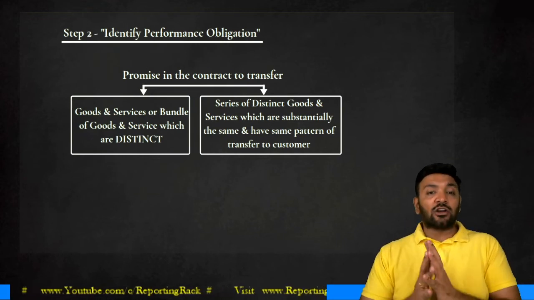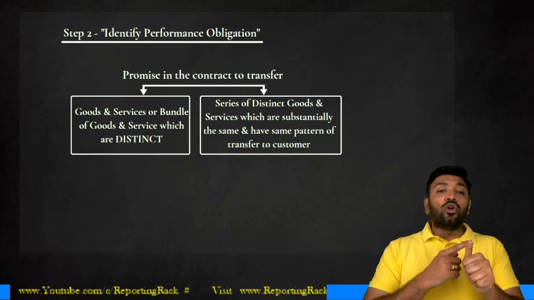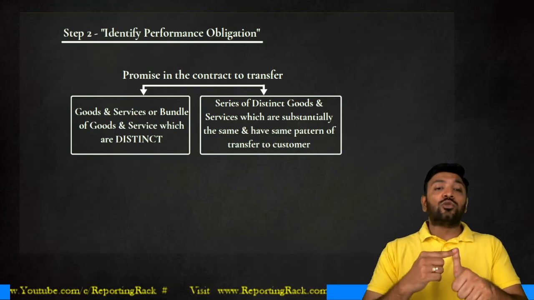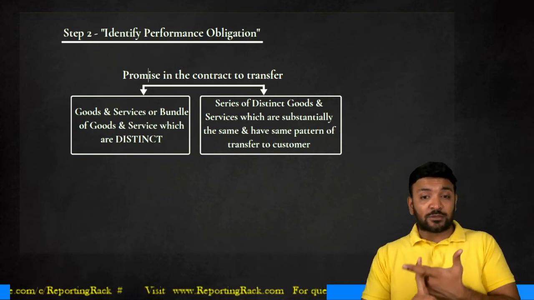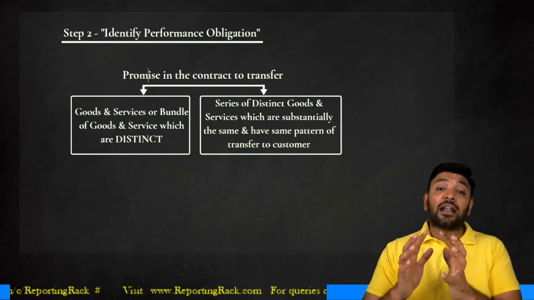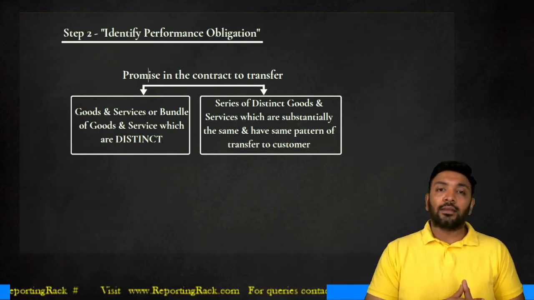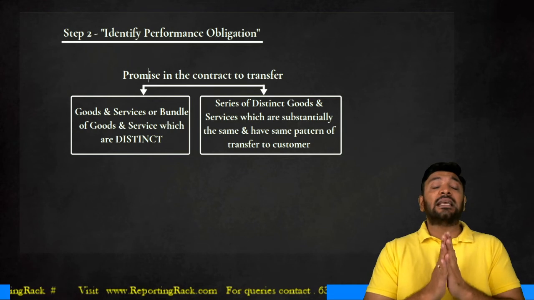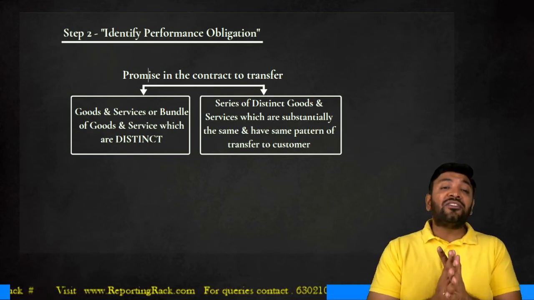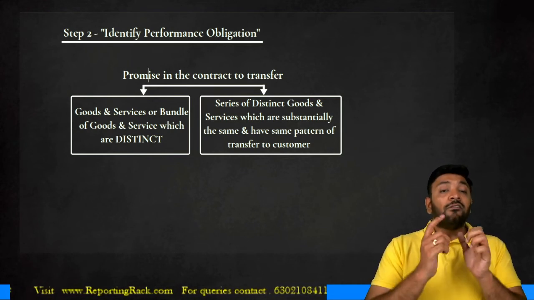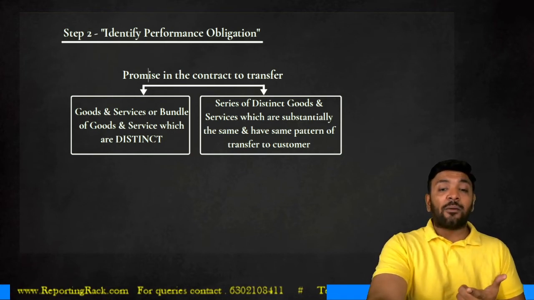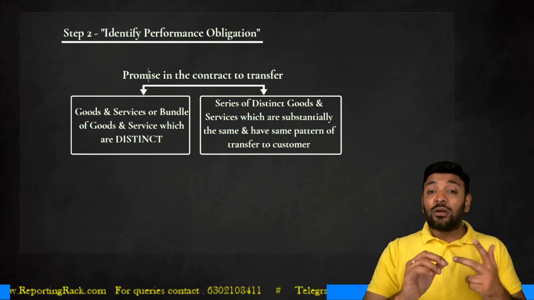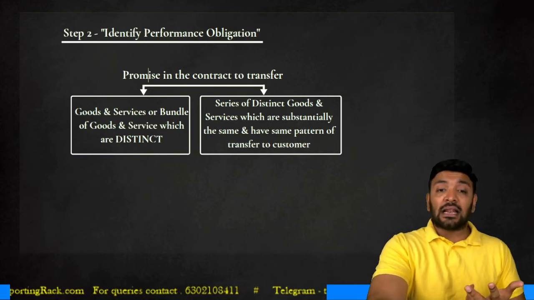So a promise in the contract to transfer a good or a service, or a bundle of goods and services which are distinct, or a series of goods and services which are substantially the same and have the same pattern of transfer to the customer. Clear? This is my second part, that is identification of performance obligation. First part, we identified the contract. Second part, we identified performance obligation. Now we'll have to move into step 3, where we determine the transaction price.